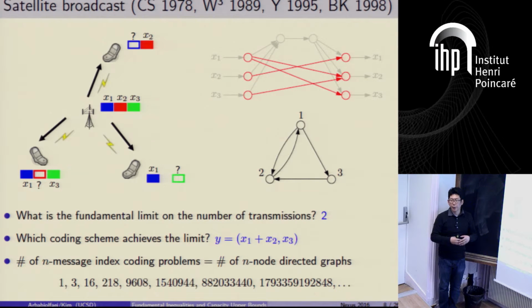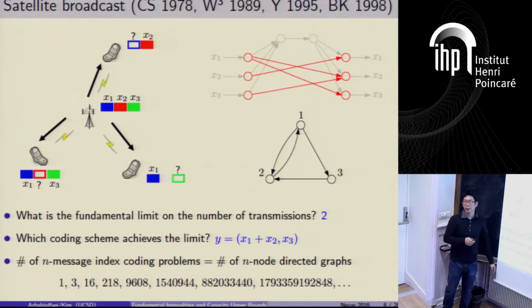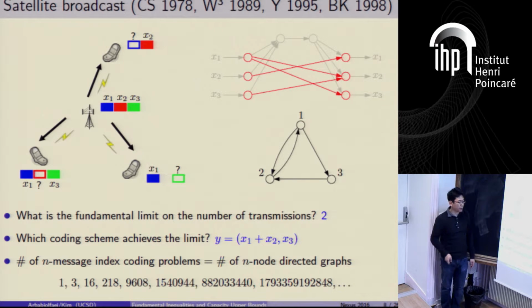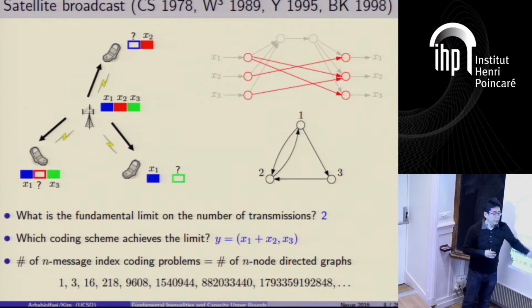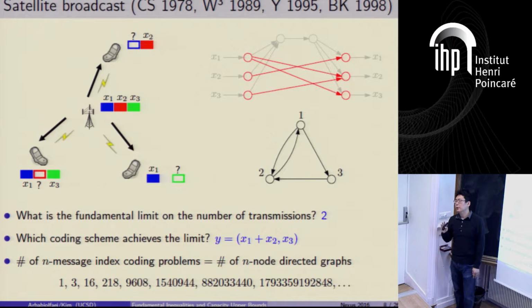And there is a more general version. Here we require each message to have only 1 destination, but there is a more general problem definition. We'll stick with this unicast definition, and the number of problems still grows super exponentially. So this is a very, very rich problem. And of course, we are interested in understanding these 2 questions: the fundamental limit, and the coding scheme that achieves it.